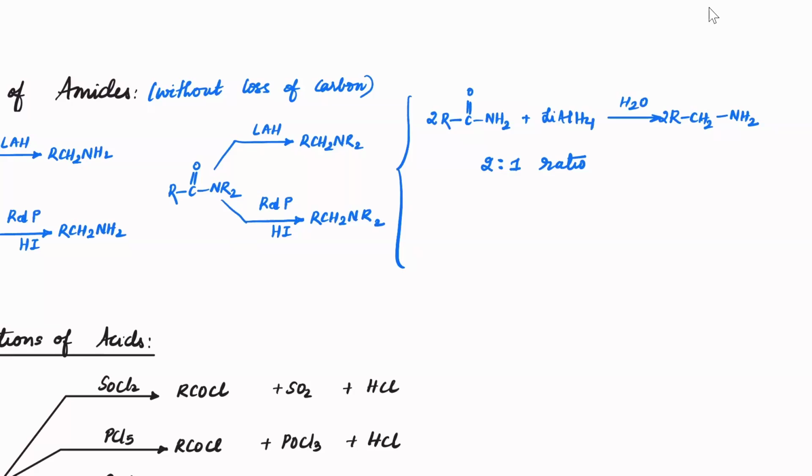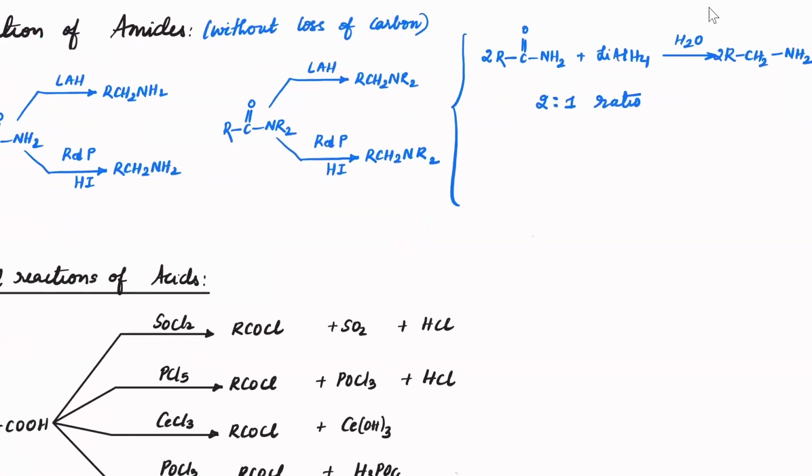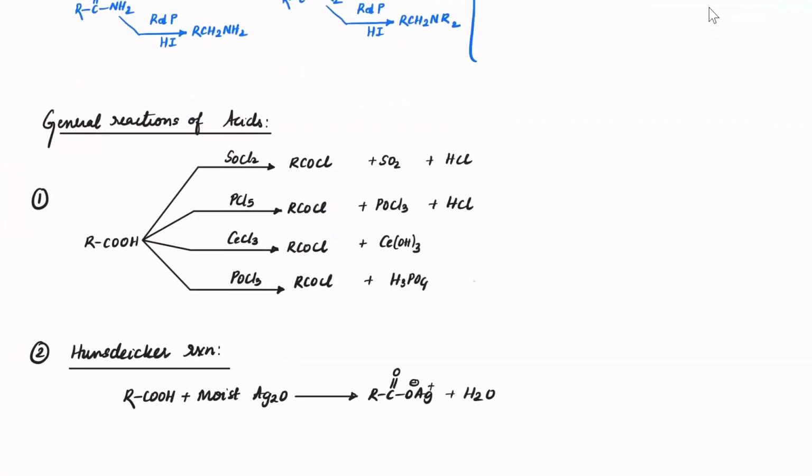Right. Next, notice the generic reactions of acids. When you treat acids with SOCl2 to make acid chlorides, PCl5, PCl3, and POCl3, all of these have only one thing to do. They all will provide Cl minus, and that Cl minus eventually replaces this OH minus and gets you the acid chloride product.